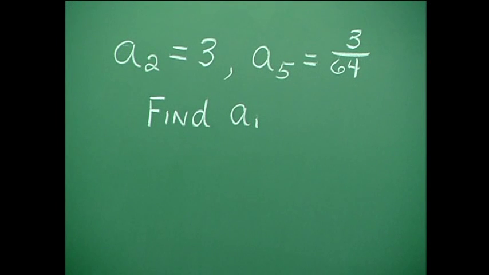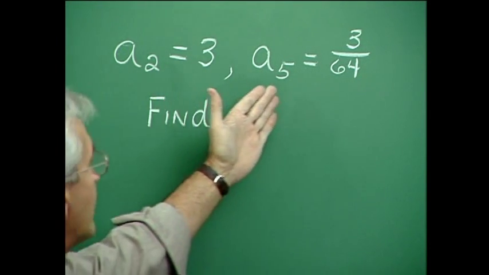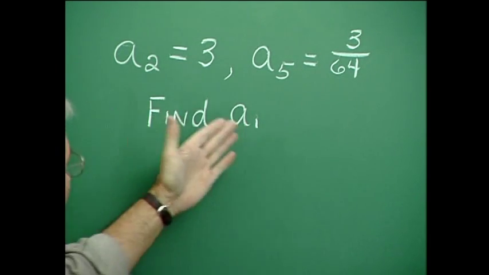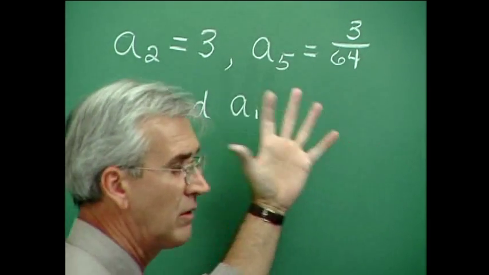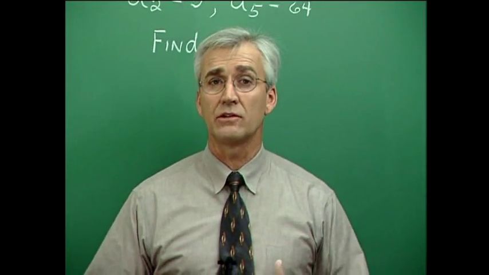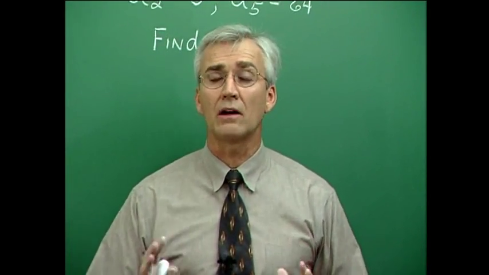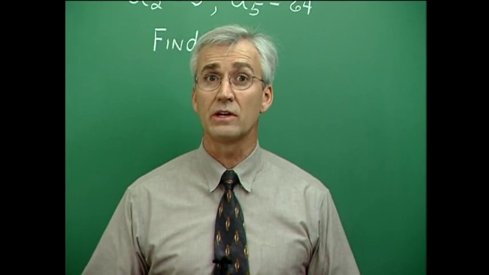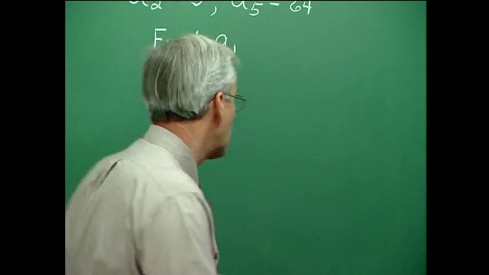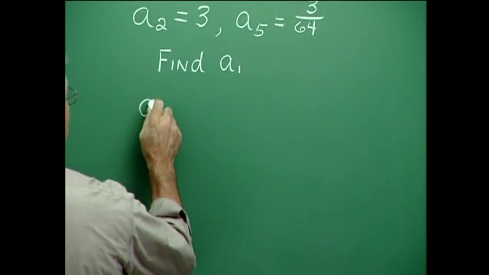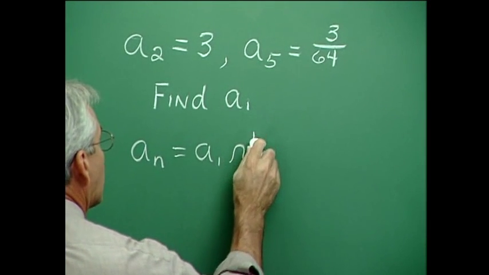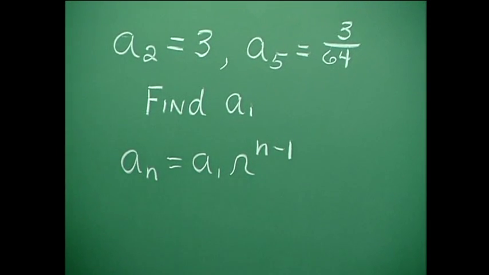Suppose we know that a sub 2 is 3 and a sub 5 is this fraction. We want to find a sub 1, and maybe the problem would ask to find a sub 20 or something else here. But regardless, we always start problems like this in pretty much the same way. We take this model for the nth term of a geometric sequence, and presumably we would be told that it was geometric. We would say, okay, the nth term is a sub 1 times r to the n minus 1, and just put in information that we know.